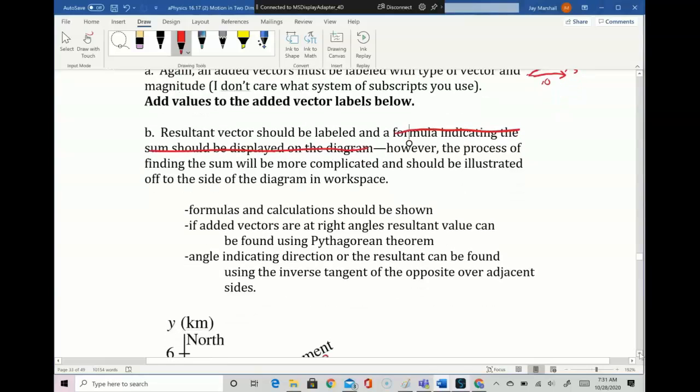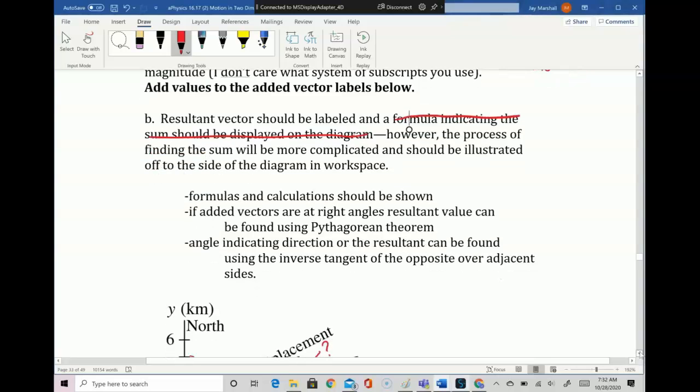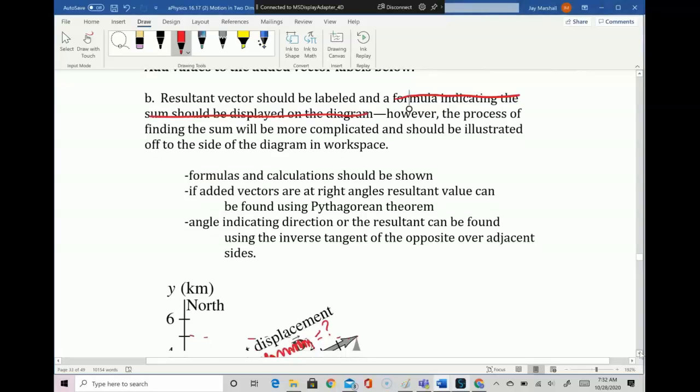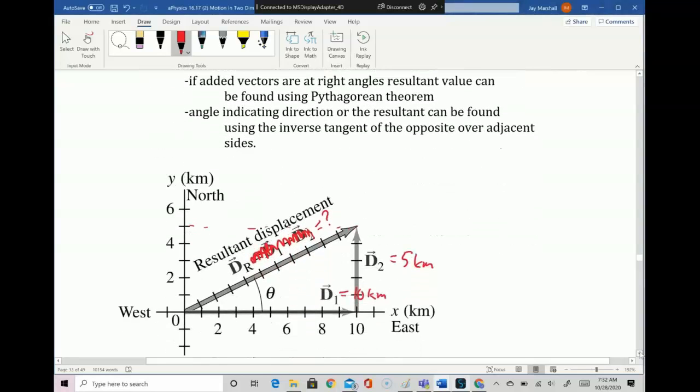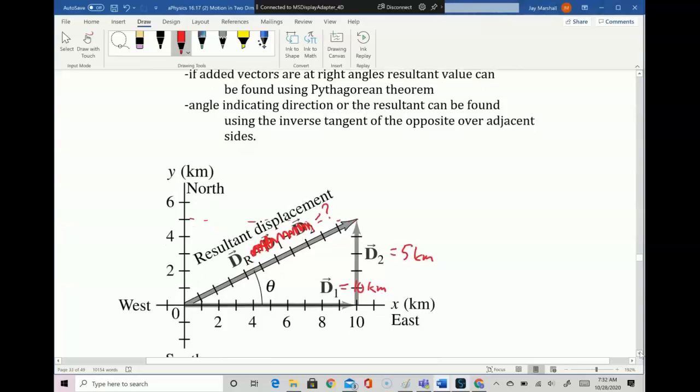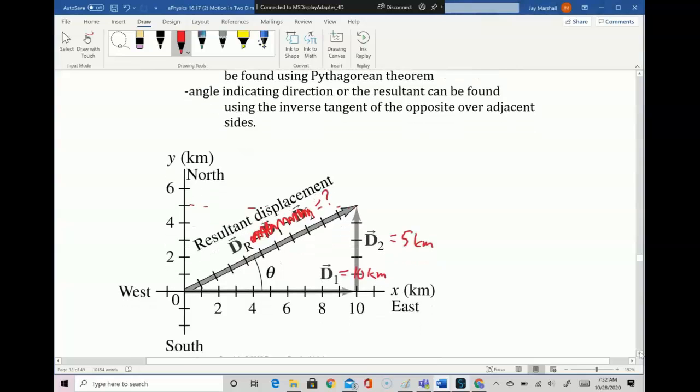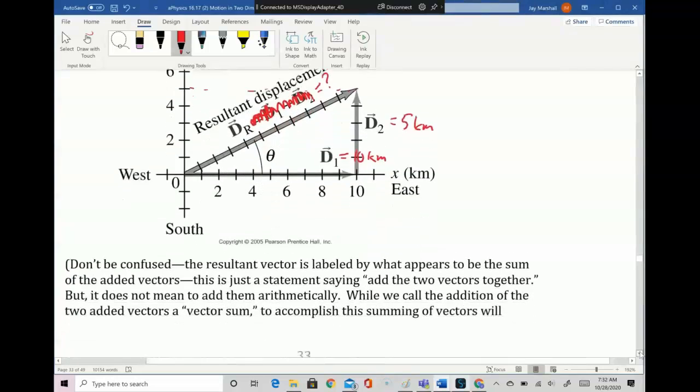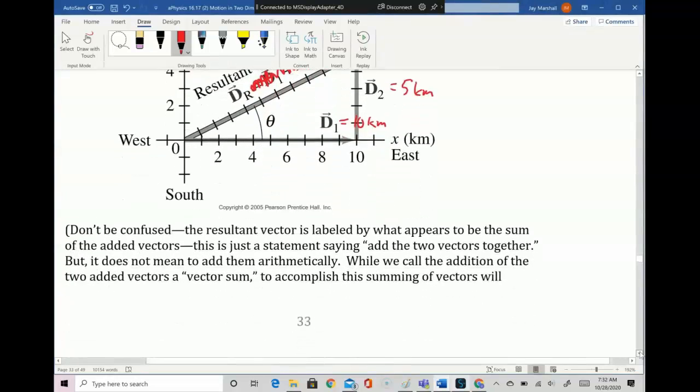Okay, so formulas and calculations should be shown if added vectors are at right angles. The resultant value can be found using Pythagorean Theorem, and the angle indicating the direction of the resultant can be found using the inverse tangent of the opposite over the adjacent sides, and we'll illustrate that here. So this will become our strategy for this kind of problem. And in general, we will not do anything other than two-dimensional motion that's at a right angle to each other as far as vectors go.